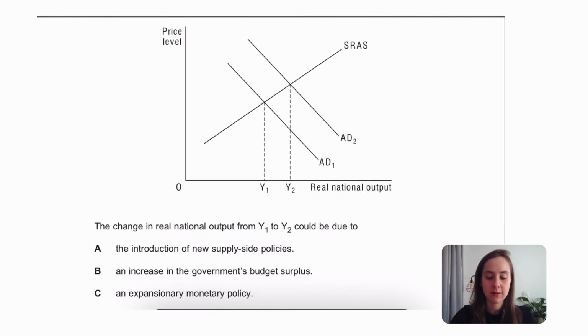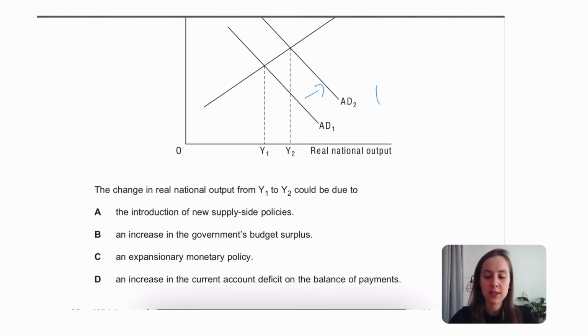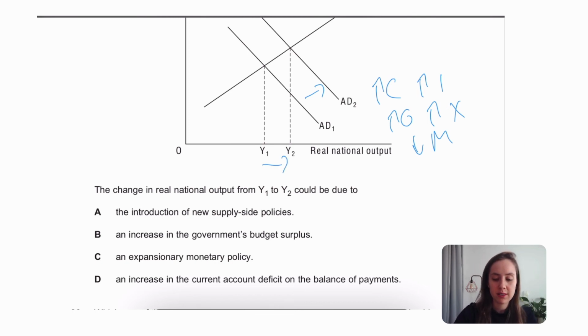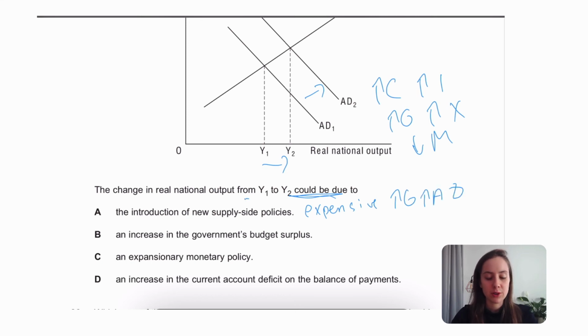Here we have AD shifting right, so we should have more C, more I, more G, more X, and less M. And why could that be? An introduction of supply side policies? I mean it could be due to that, because if the supply side policies are really expensive, then there'll be higher government spending and maybe higher AD. I'm just going to say it's probably unlikely, but I'll put a dot. Increase in the government's budget surplus, they are spending less and taxing more, that should harm AD.